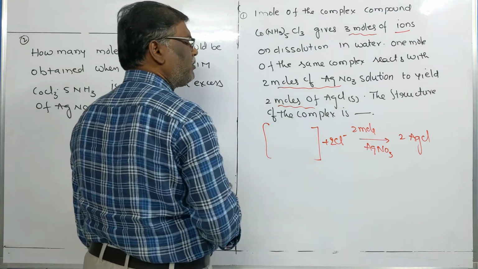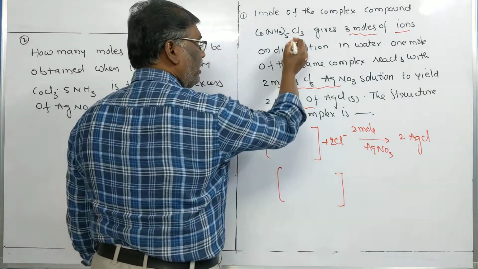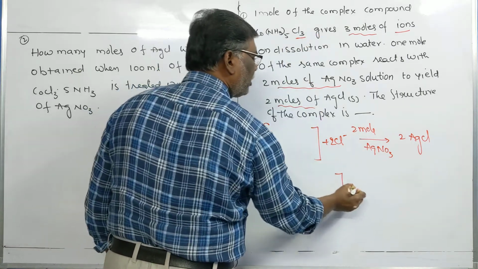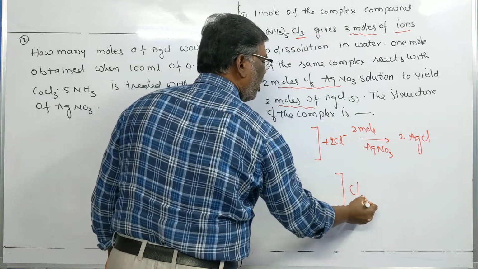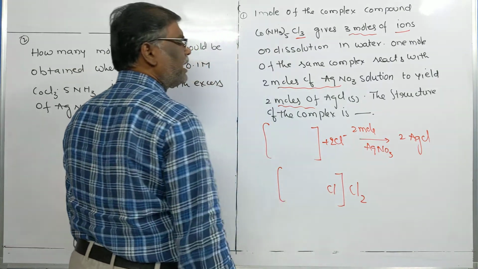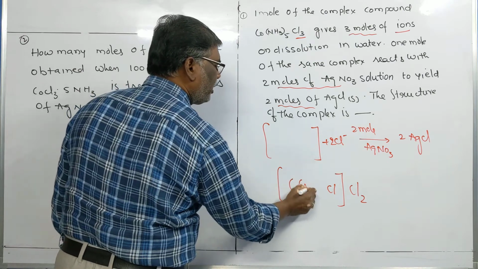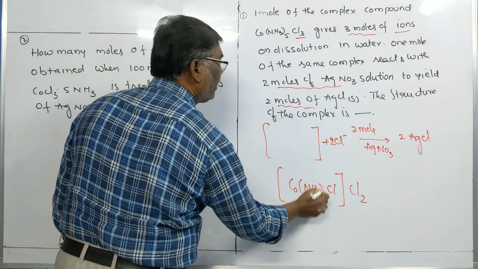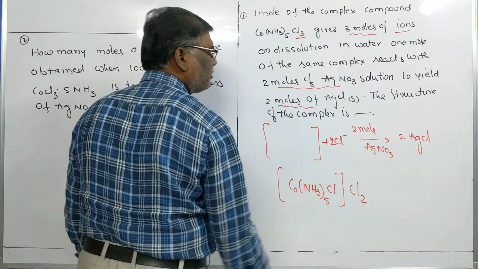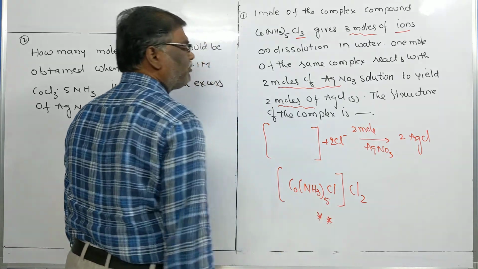From this, what do I say? The complex actually has 3 chlorides. Out of 3, 2 are outside the complex and 1 is found inside the complex. What about the remaining? Co surrounded by NH3 taken 5. So this is the formula of the complex.